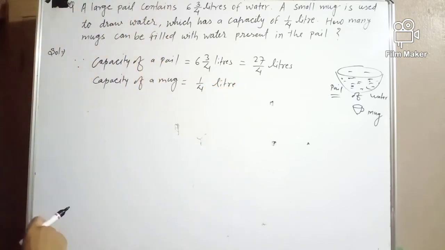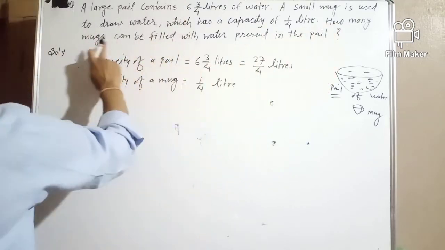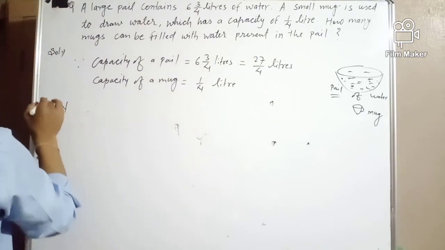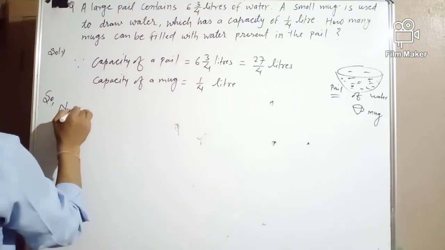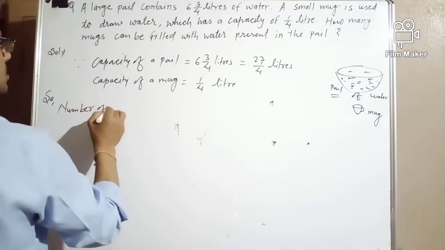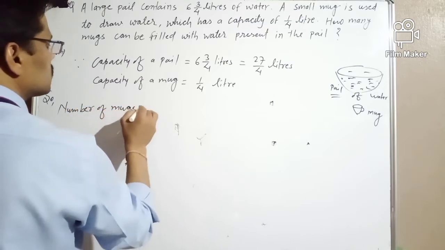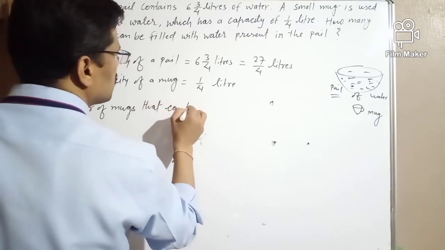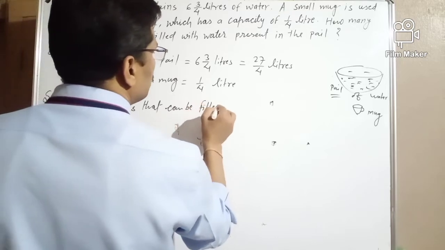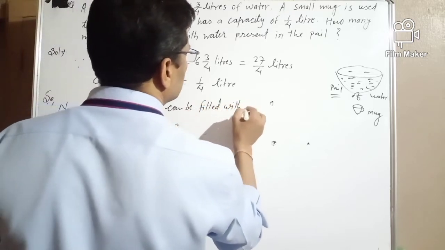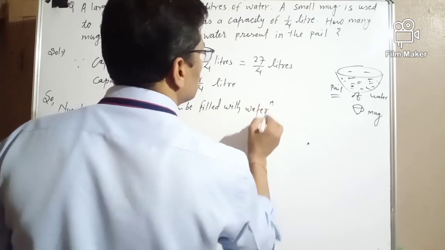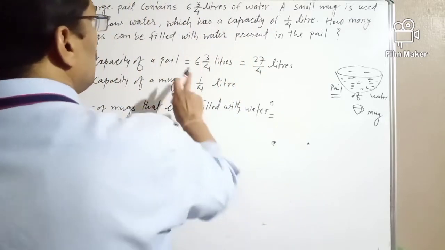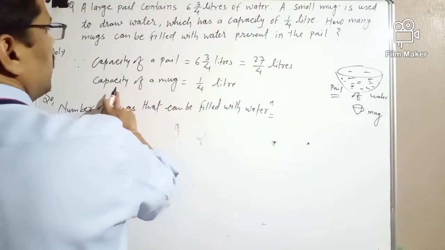Okay. Now what we want to find? How many mugs can be filled with water in the pail? So we can write here the number of mugs that can be filled with water is equal to capacity of a pail divided by capacity of a mug.